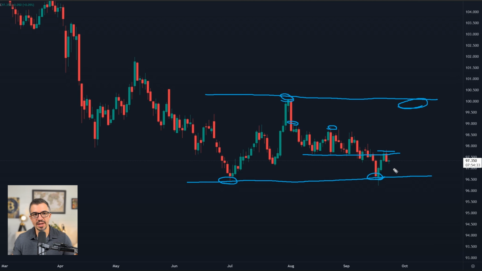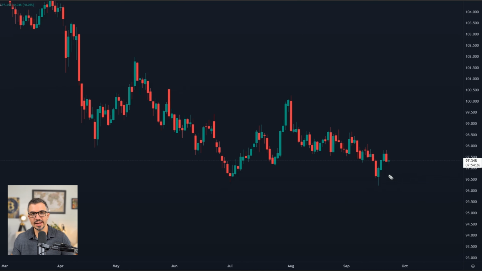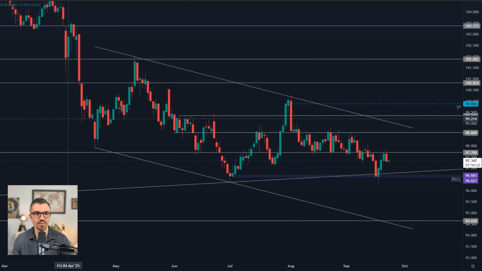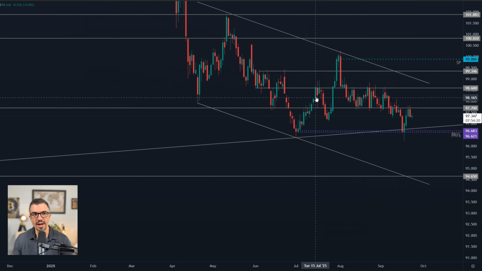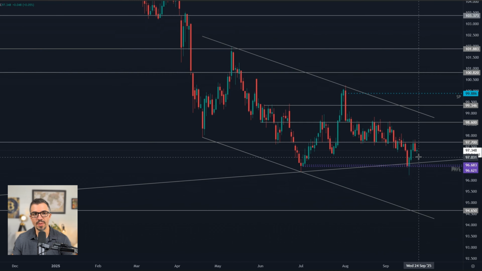Now obviously if we see the DXY rotate lower and close below areas like 96.5 on the high time frames, talking at least weekly, if not monthly time frame, then of course we could get a larger breakdown here from the DXY. Okay. But for now, guys, I do think it makes sense to look for buys on pullbacks.